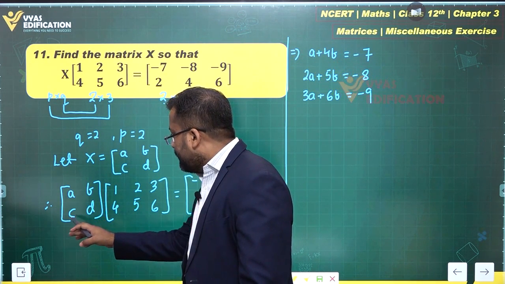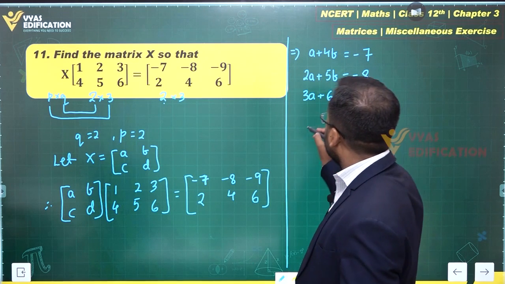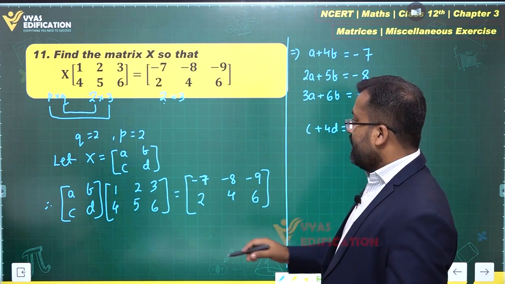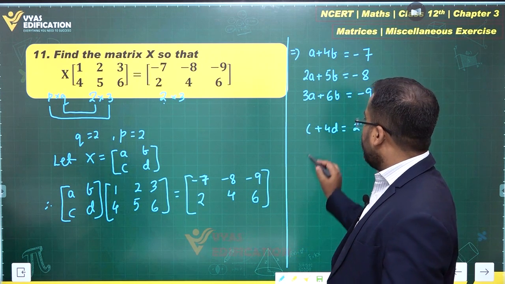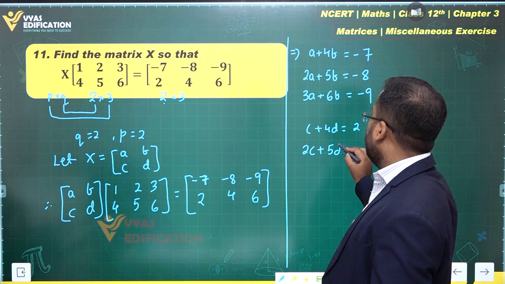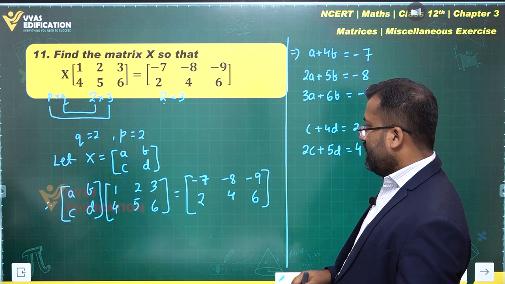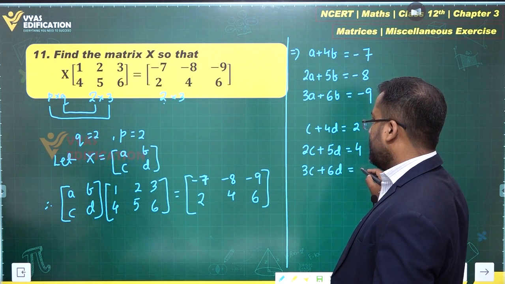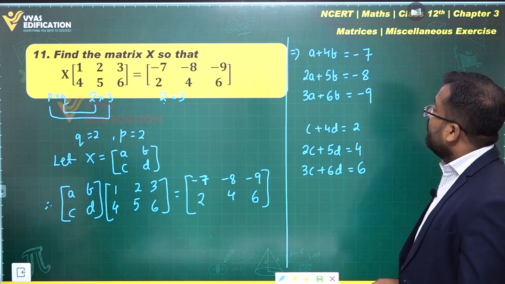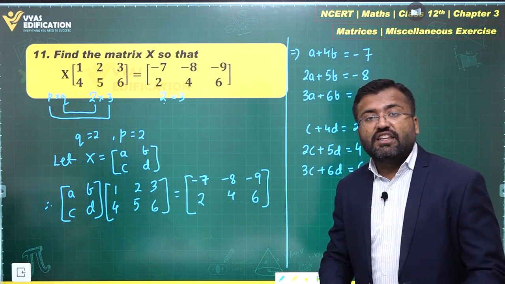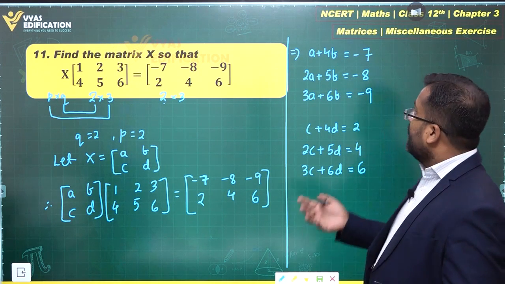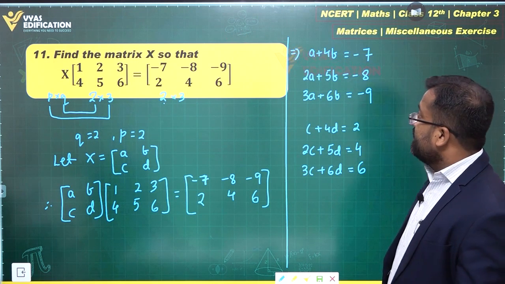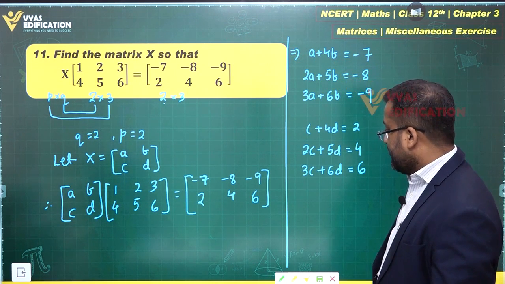So C and D, second row, first column would give me C plus 4D, which is 2. And then you have 2C plus 5D, which is 4. And 3C plus 6D, which is 6, right? The numbers have been given in such a manner that the equations remain consistent. By the way, but in general, in such a question, the issue that we may face is consistency.